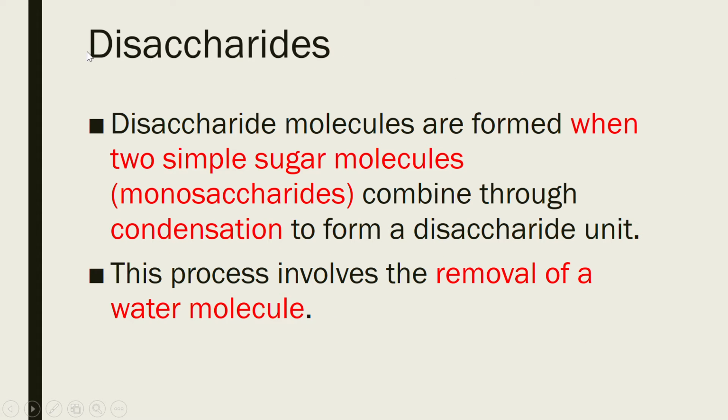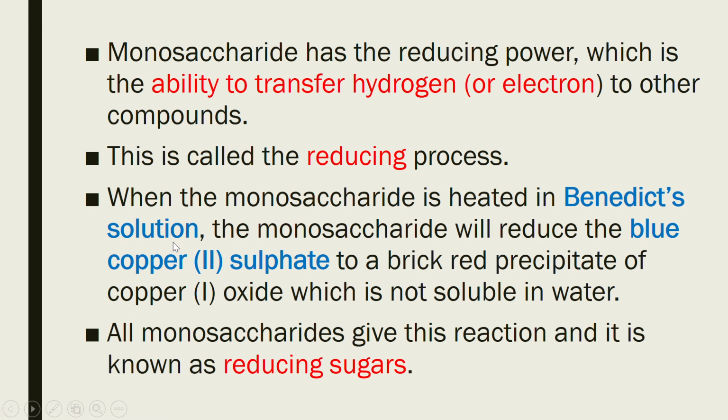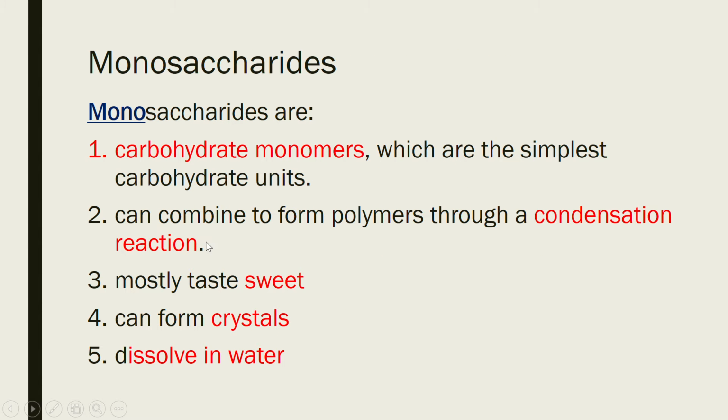Okay, for disaccharides, they are formed when two simple sugar molecules, which are the monosaccharides that we've discussed just now, combine through condensation to form a disaccharide unit. So condensation, again, just now we saw the term here. Remember, whenever you are forming something, building up, it's a condensation.